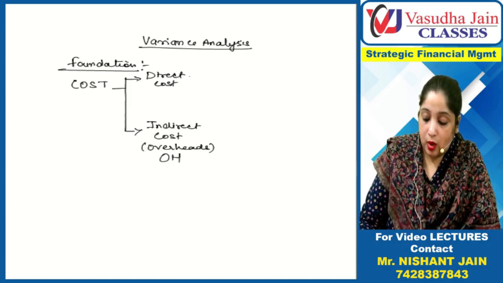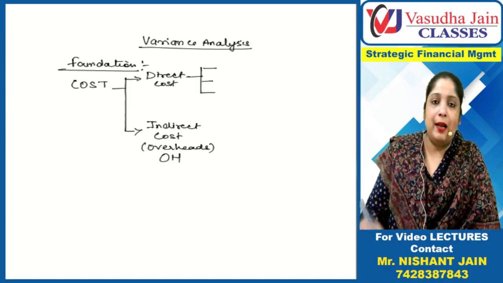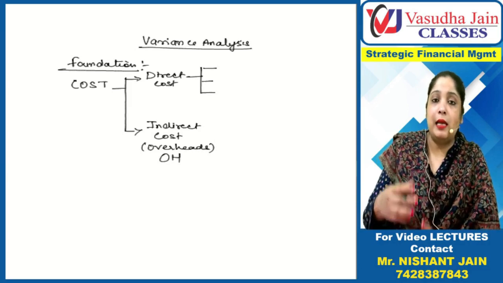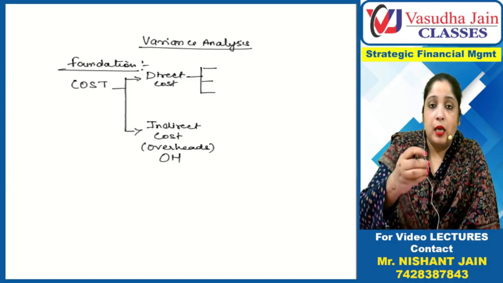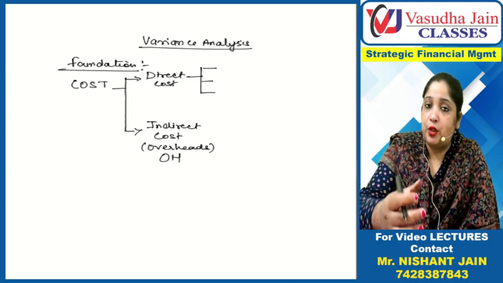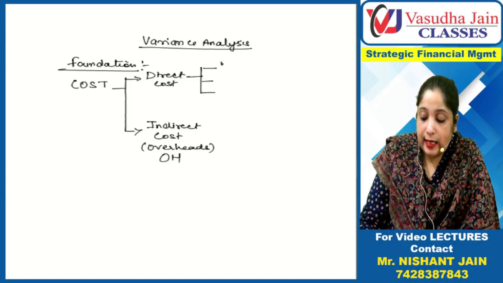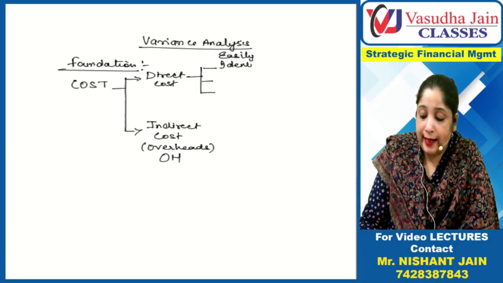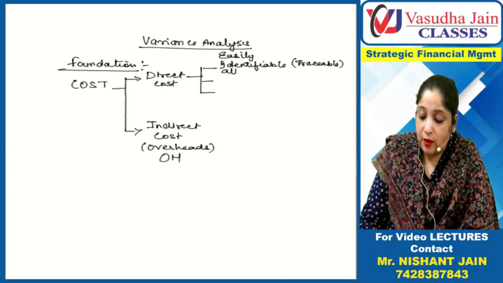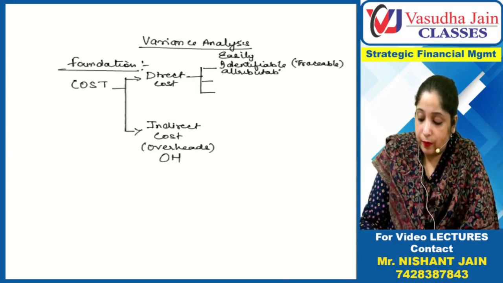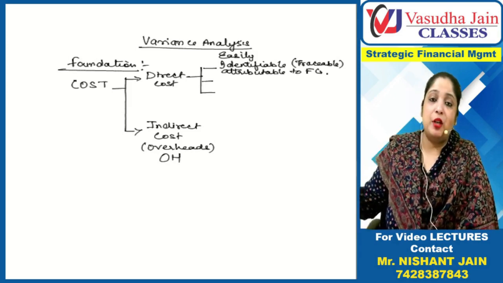Now, what is direct cost? What do you mean by direct cost? Very simple. Direct cost is the cost which is clearly, easily identifiable through the eyes, how much cost has been spent on manufacturing of finished goods. It is basically easily identifiable, or I should say traceable, or I should use the word attributable to finished goods. Suppose I manufacture a calculator.